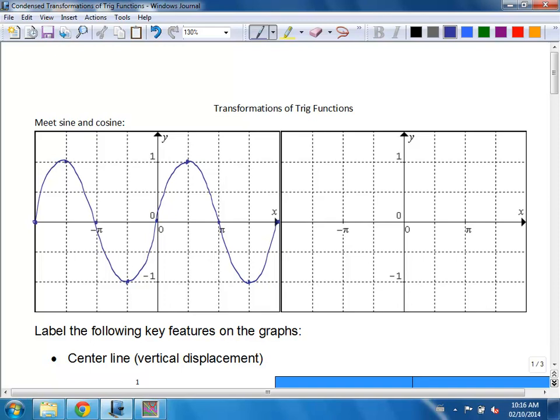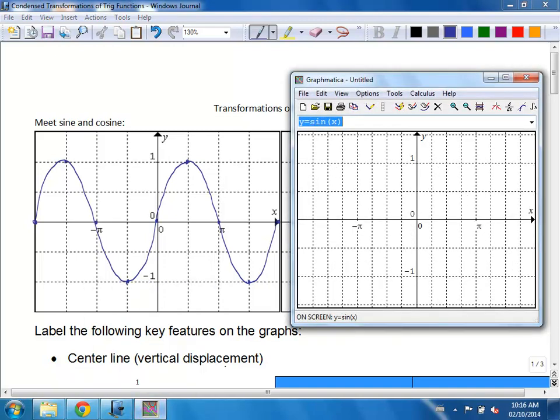The tides, as they come in and out, same idea. Anything that repeats with that periodic motion will be modeled with one of these graphs. For some reason, they're obsessed with Ferris wheels, and Ferris wheels are like the question of choice for grade 12 math. I don't know why, but anyways.